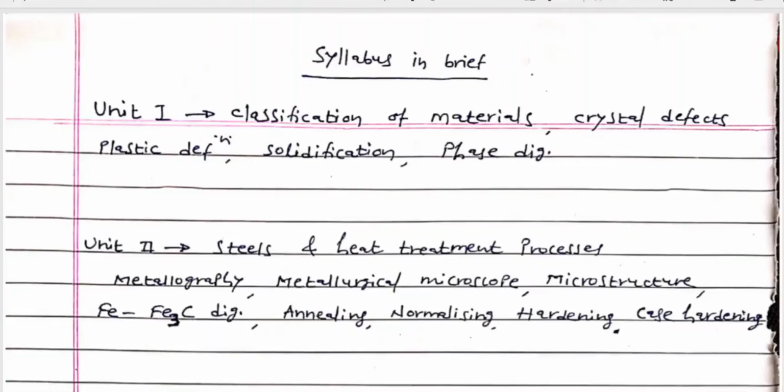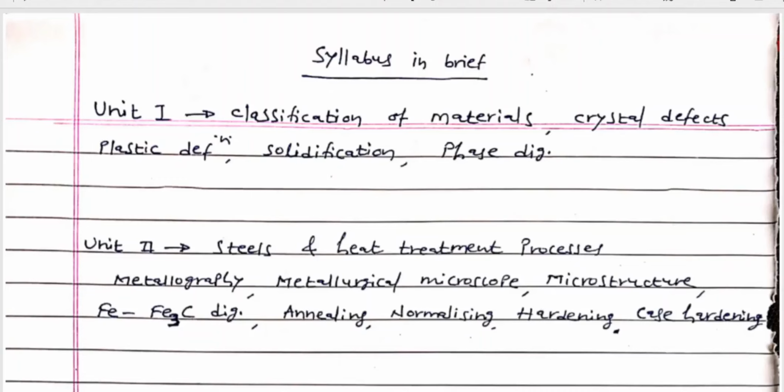Today we will discuss the different contents of our syllabus in different units. There are 6 units in our syllabus of this material science and metallurgy subject.